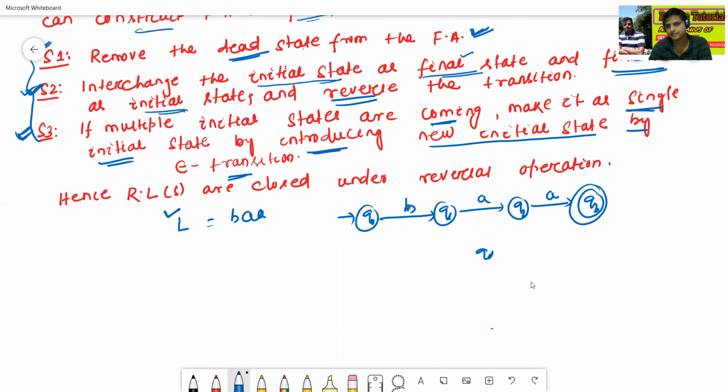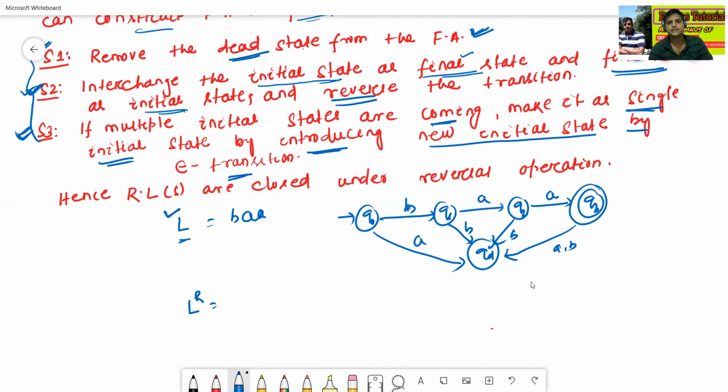Let this be the dead state, QD. Since it's B, A, A, any other symbol goes to the dead state, and this contains A comma B. This is one dead state. This is the first language. Now we'll construct the finite automata for the LR language.